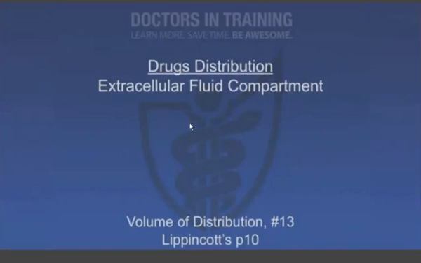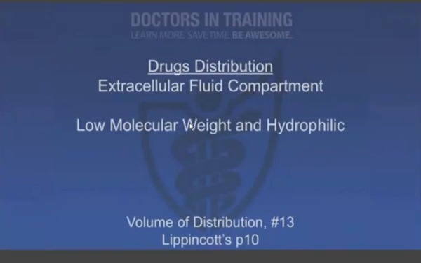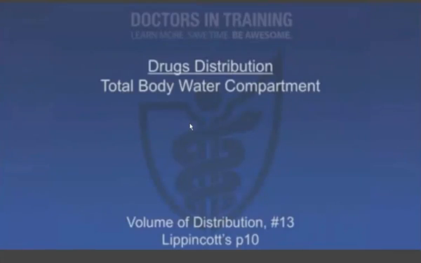Then we talk about drugs that distribute in the extracellular fluid. These are generally low molecular weight drugs, so they're smaller drugs, but they're hydrophilic. They can get out of the vessels through the slit junctions, but they can't diffuse through the cell membranes, so they cannot get into the intracellular space. They can get into the interstitium, but not into the intracellular space. So they stay in the plasma and in the interstitium, and that's about 20% of the body mass.